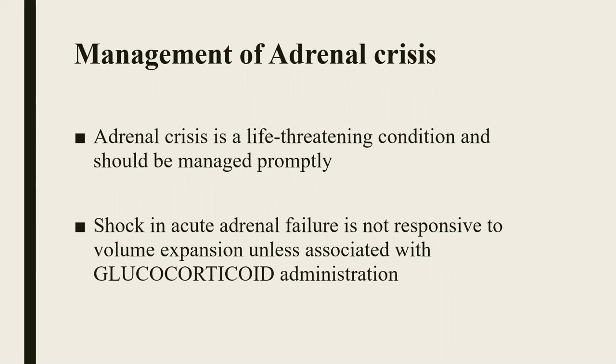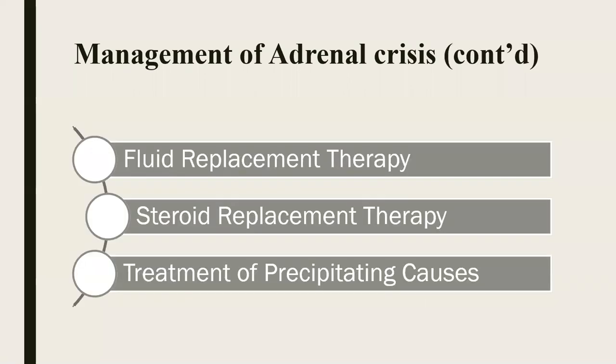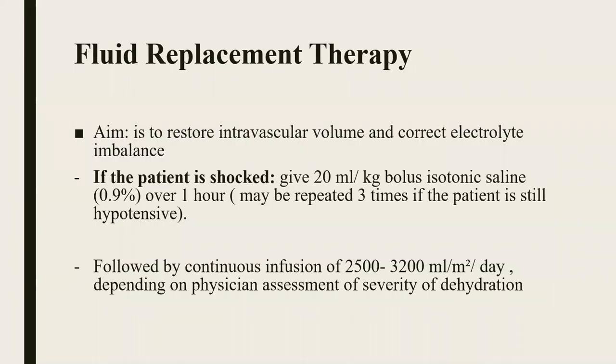And what's unique about the shock in acute adrenal insufficiency is that it's not responsive to volume expansion alone. It should be associated with glucocorticoid administration. So the pillars for management of adrenal crisis are three: fluid replacement, steroid replacement, and treatment of precipitating causes. Regarding the fluid replacement, the aim is to restore the intravascular volume and correct electrolyte imbalance.